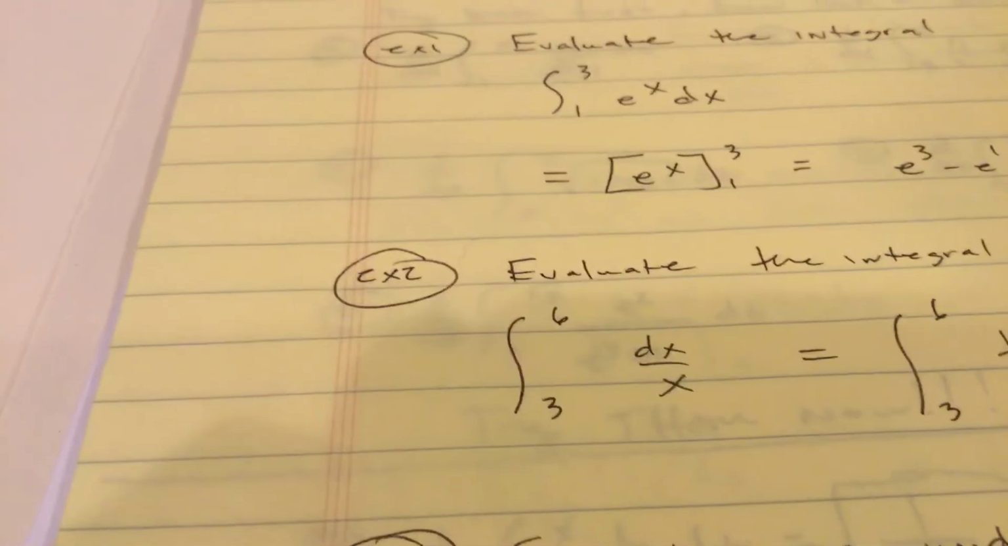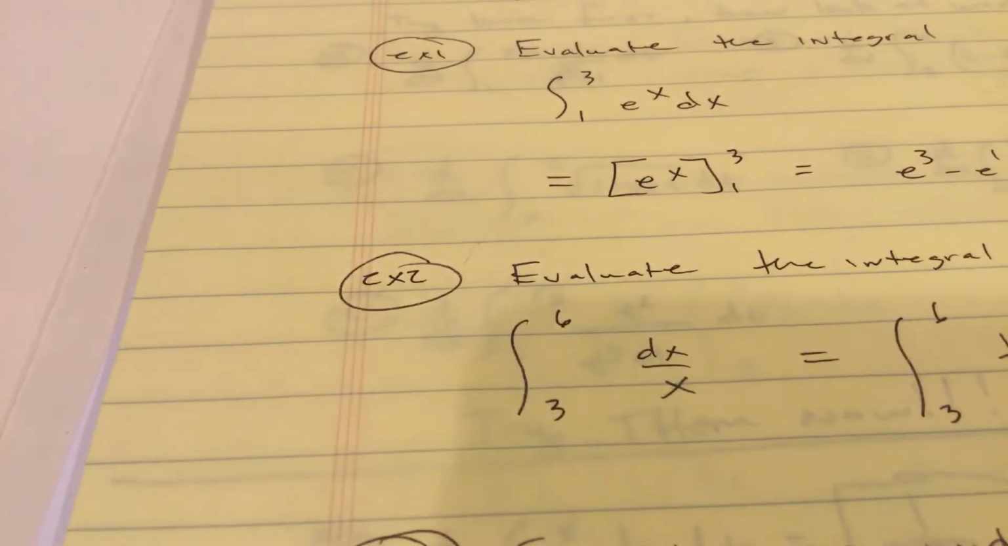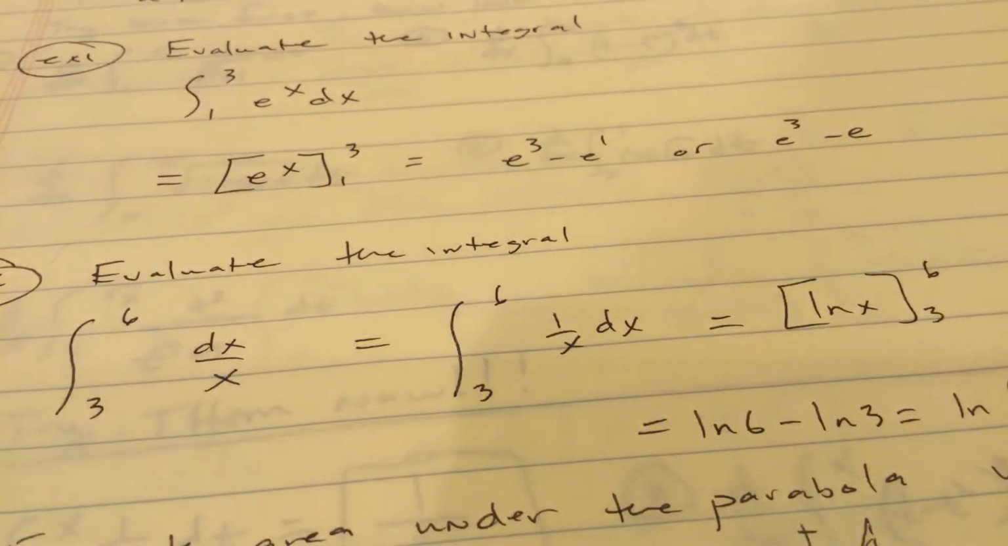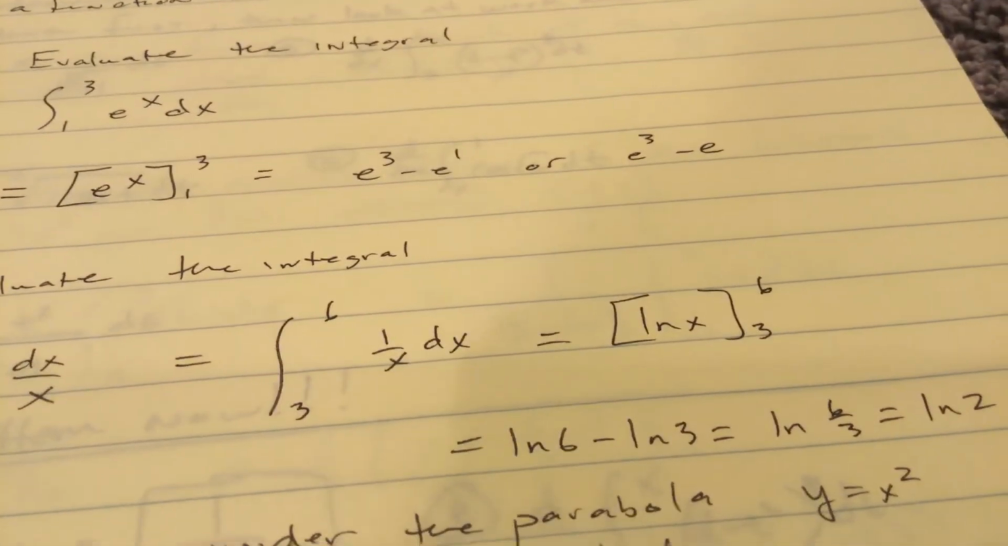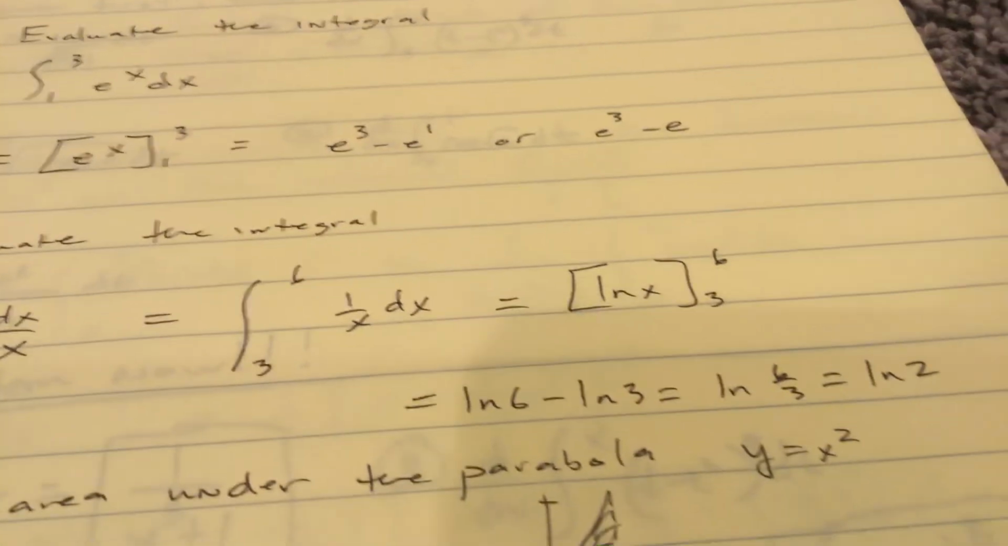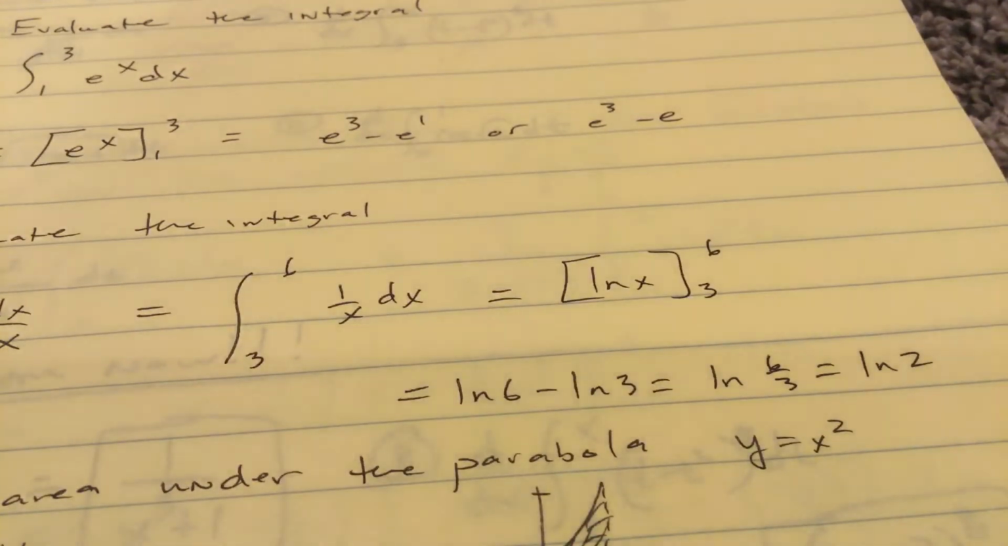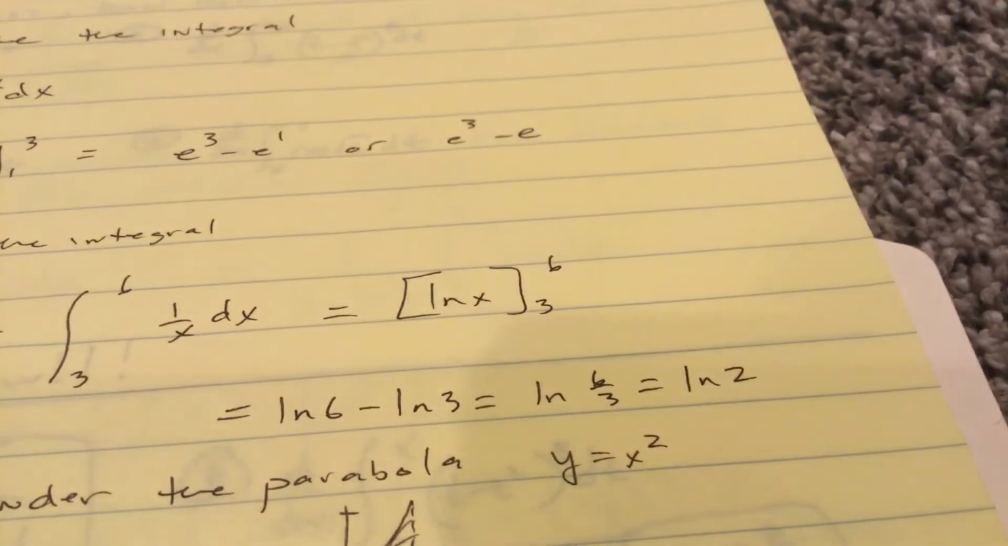Evaluate the integral. All right. Another way to write this is 1 over x. The antiderivative of 1 over x is natural log x, evaluated at 6 and 3. I think we did one like this in class. That is the quotient property, what Algebra 2 and Honors Algebra 2 is having to learn via video right now. That's natural log 2.